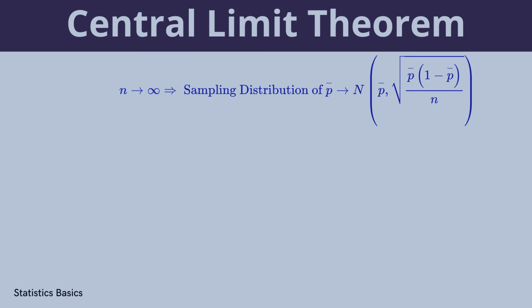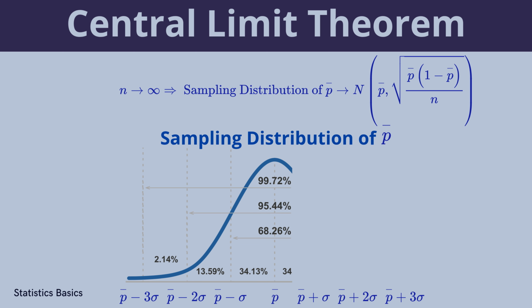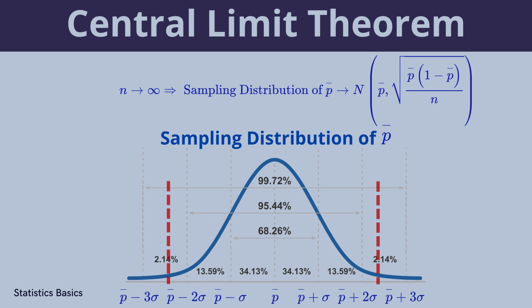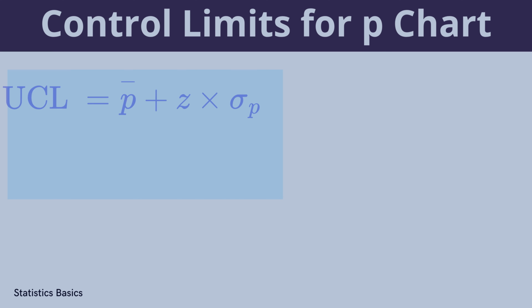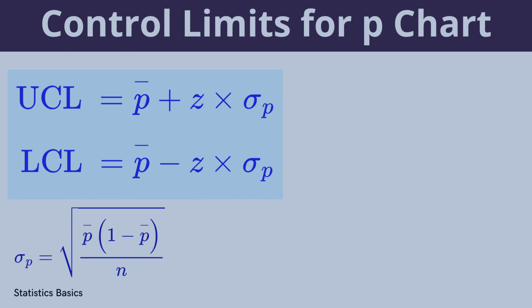However, as we collect multiple subgroups, the central limit theorem states that as the total number of observations increases, the sampling distribution of these proportions approaches a normal distribution. This normal approximation allows us to mathematically define the control limits around the process average. The upper and lower control limits of a p-chart are calculated using the following formulas.